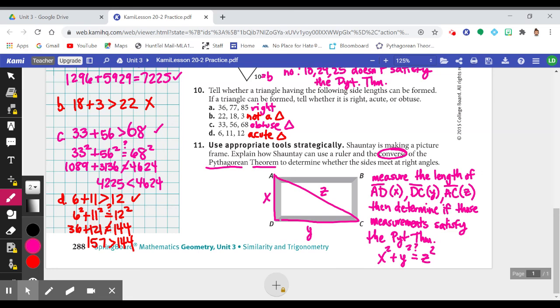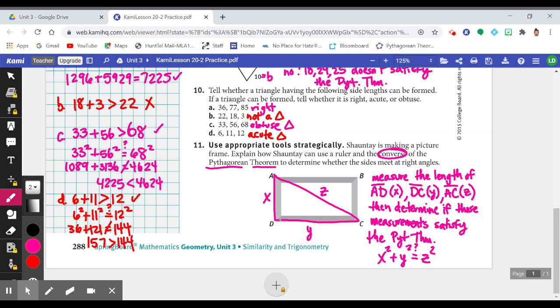So if we found the measurements from A to D, which I called X, D to C, which I called Y, and from A to C, Z, once I find those measurements using a ruler, then I can plug those measurements into the Pythagorean theorem and see if those measurements satisfy the Pythagorean theorem. Does X squared plus Y squared equal Z squared? And if it does, it's a right triangle, and I made a nice frame. If it doesn't satisfy the Pythagorean theorem, then I did not make a right triangle, and it's a rather wonky frame.